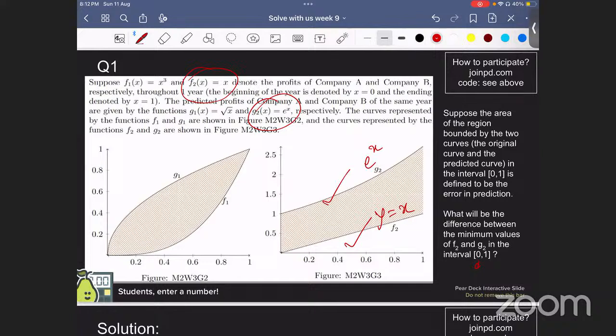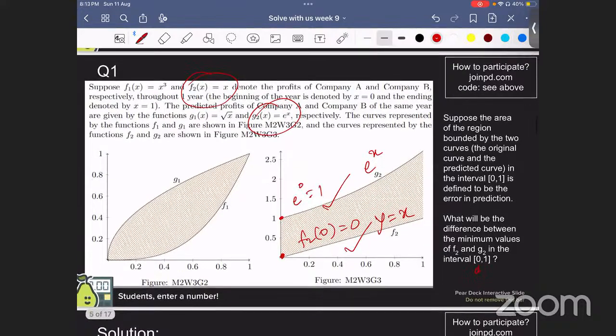So if you calculate for function f2, what will be the value at 0? F2 of 0 is what? 0, correct? You can see this. And then e to the power 0 is what? 1. Here it is 1, correct? So the difference is what? Difference is 1, also 1, correct? Is there any problem? Anyone is having any doubt in this?